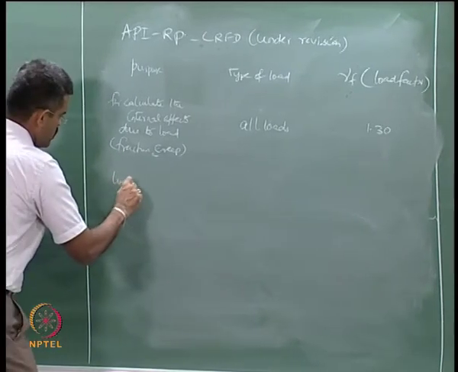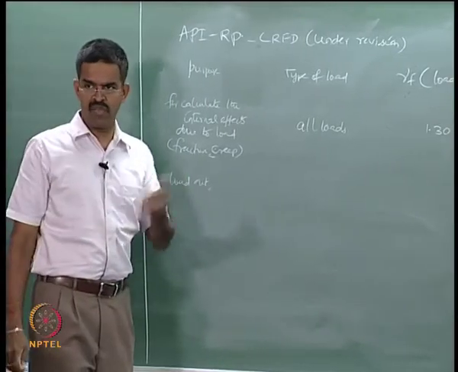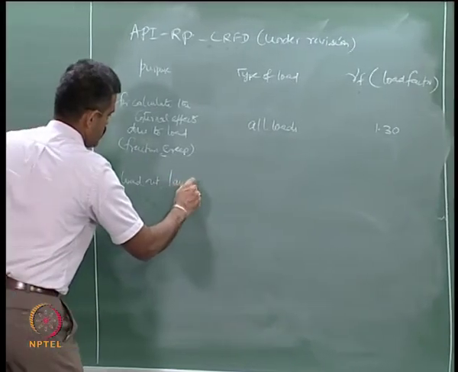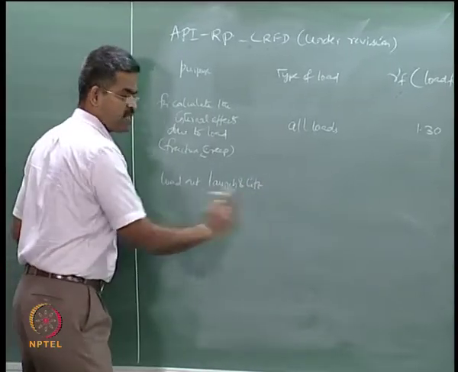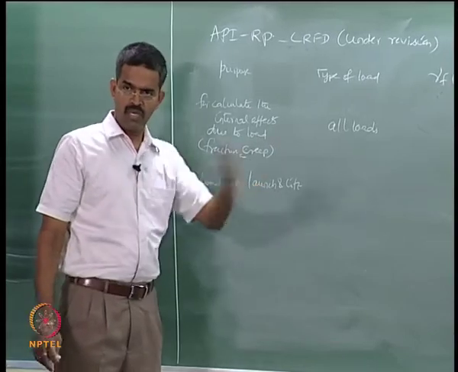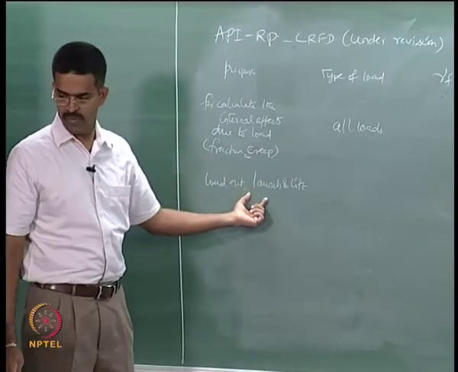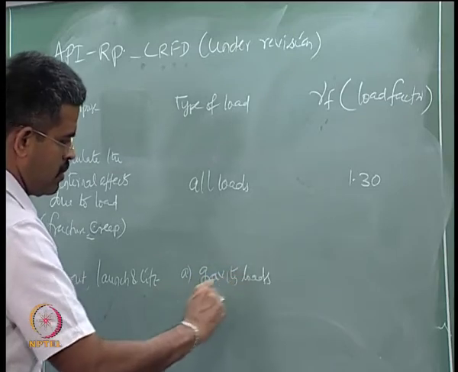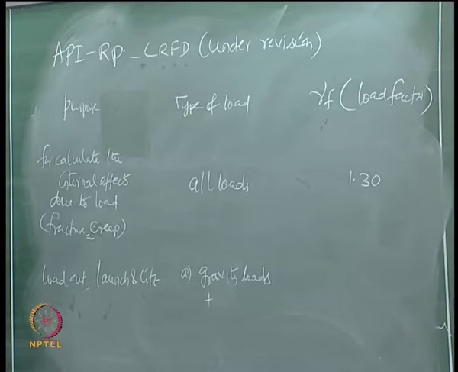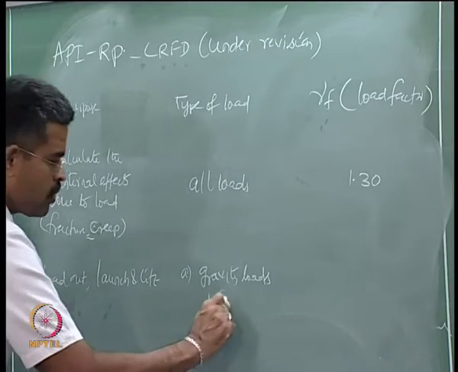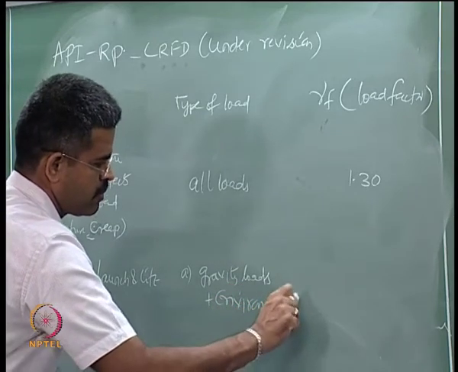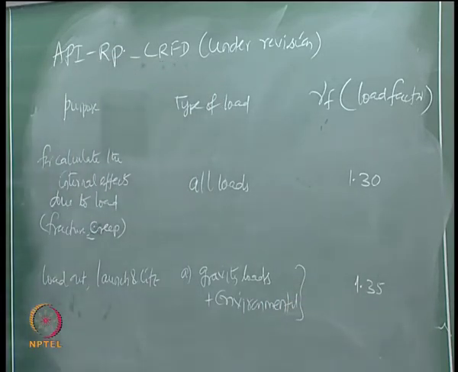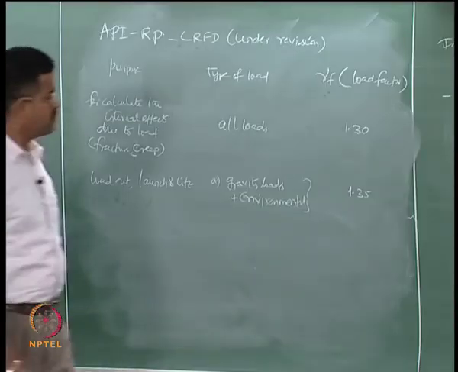If you want to do it for load out, I think you understand what a load out is. Load out is a term for a phase of installation in jacket platforms, okay, that is called load out. Launch and lift. If you are looking for these purposes, because you should design the structural system for erection and construction loads also. If you are looking for this as your purpose, then for gravity loads plus environmental loads, use a factor of 1.35. Sorry, this is for 1.30.